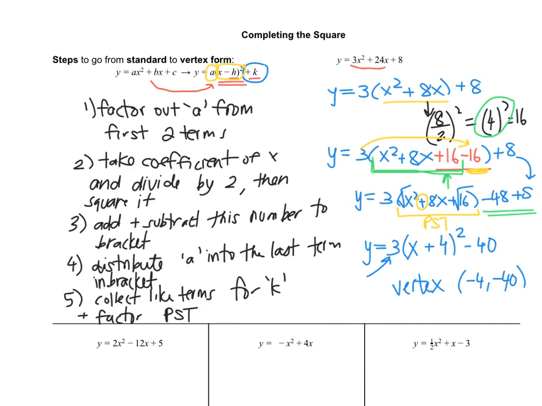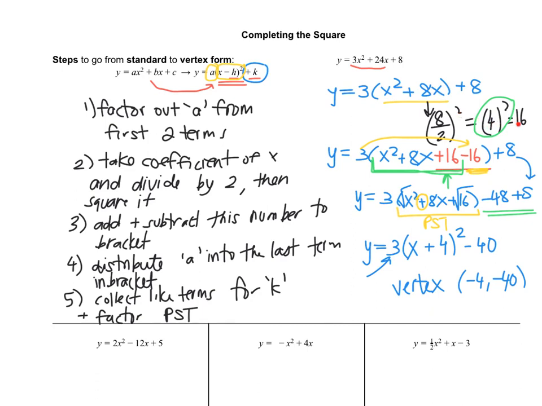So again, if you just look at what your goal is for vertex form, it should guide your steps. So once again, we need to kick a out to get it in front of the bracket. So step 1 is factor out the a. Then if you just continue looking at vertex form, you see a bracket squared, which means you need to create a perfect square trinomial. And we do that by taking that coefficient of x. You're always going to divide it by 2 and then square that number.